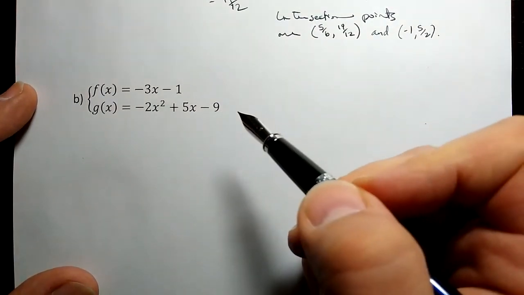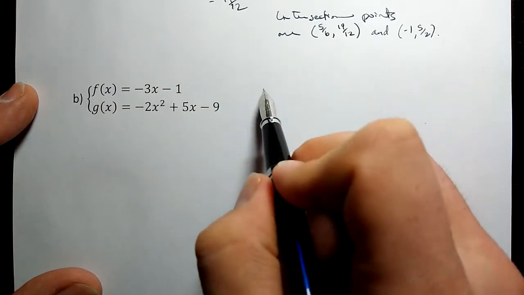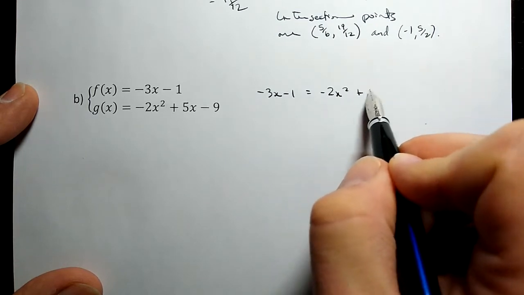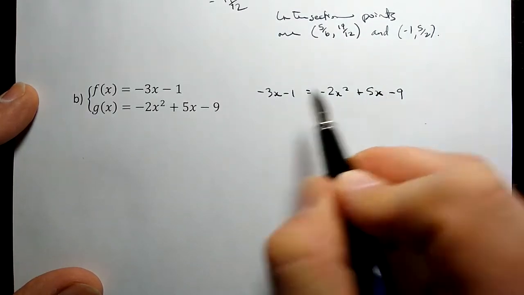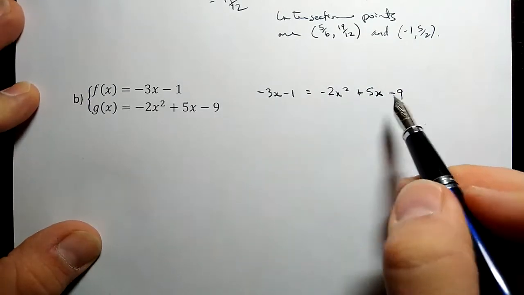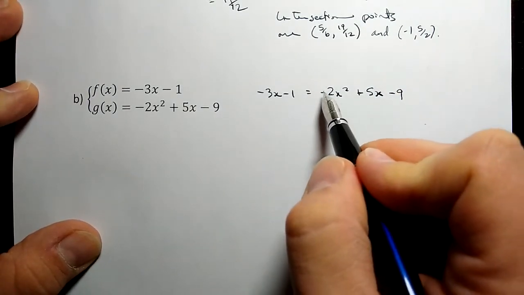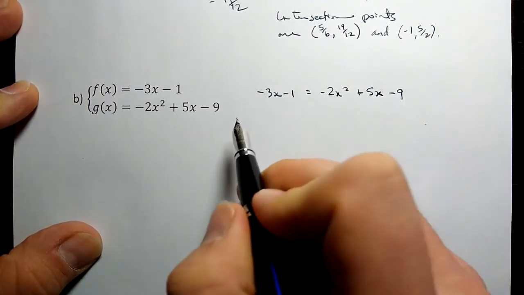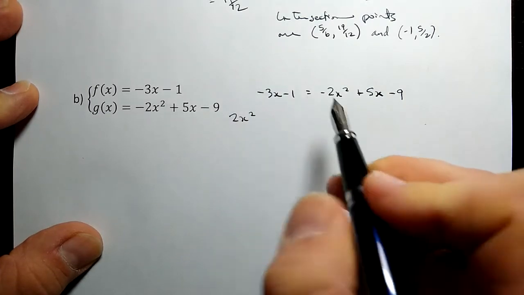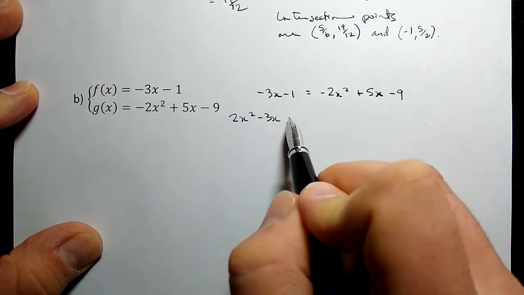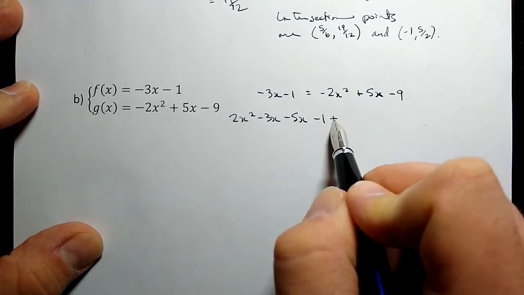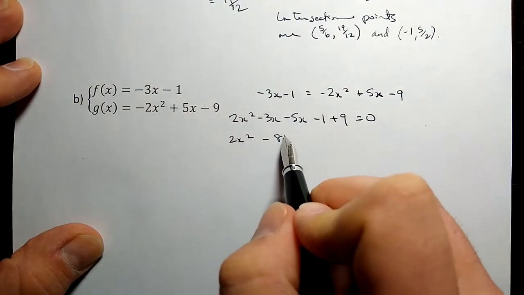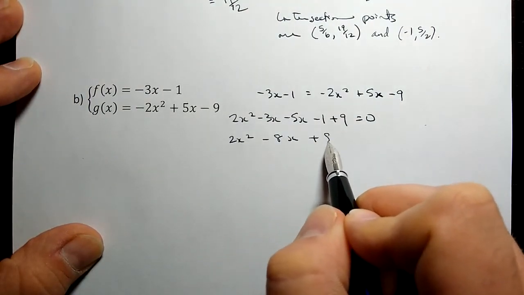f is the line, g is a quadratic. Let's set them equal to each other. Negative 3x minus 1 equals negative 2x squared plus 5x minus 9. I suppose I should have written something like, for the intersection point, this is what's true. We have a negative 2x squared on this side, so let's get everything over onto the left. So positive 2x squared, let's see. Okay, that's where everything will be. 2x squared minus 8x plus 8 equals 0.